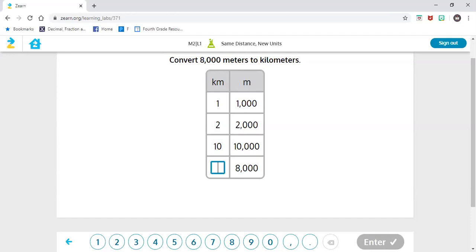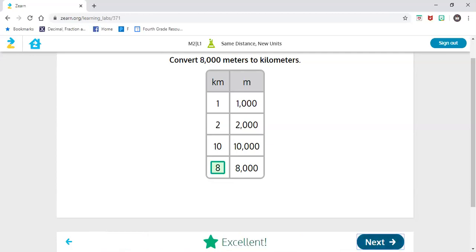And so if I have 8 meters, how many kilometers do I have? Remember, each 1,000 meters will give me 1 kilometer. So if I have 8,000 meters, that must mean I have how many kilometers? Yes, 8. Good job.